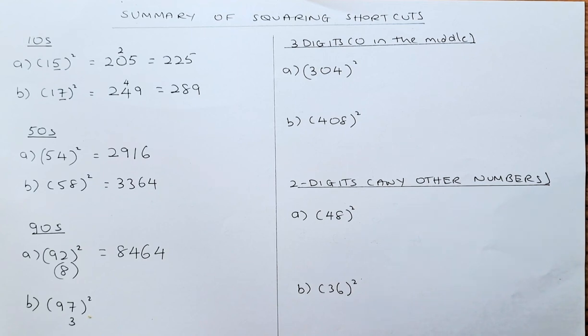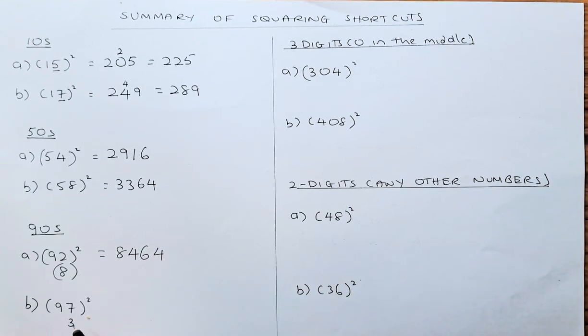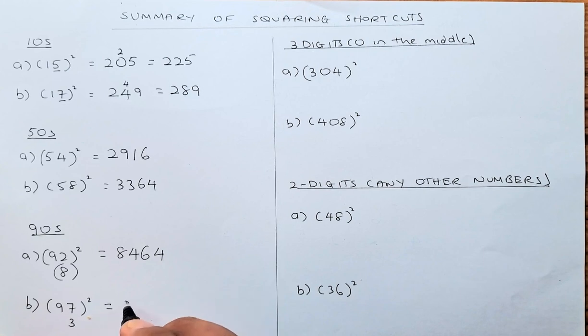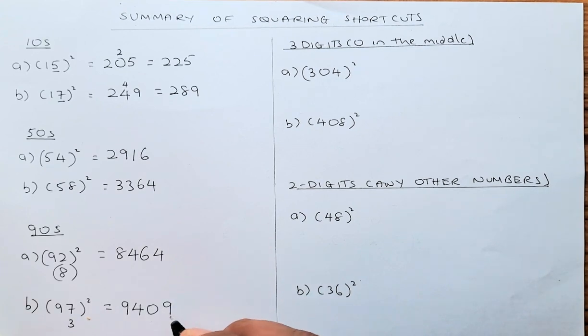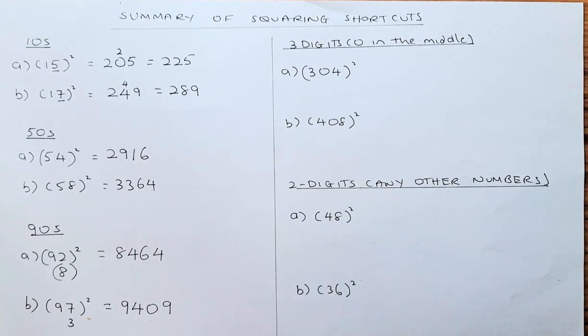8,464. Similarly, for 97 squared, you find a number that adds up to get 100. So it's 3. So 97 plus 3 is 100. The first step, you get 97 minus 3, which gives you 94. And then you square 3, but you do not have a 2-digit number. Instead of putting 9, you put 09. So the answer is 9,409.